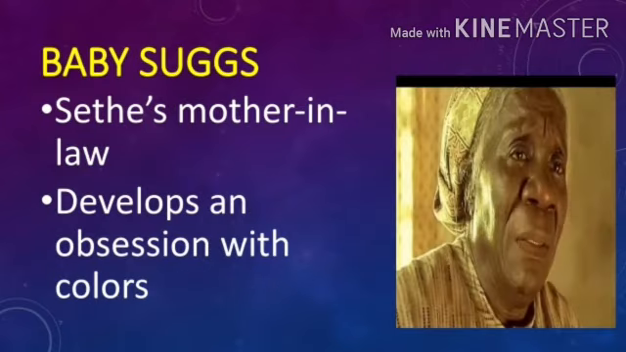Baby Suggs. Halle Suggs' mother and Sethe's mother-in-law. After Sethe's act of infanticide, Baby Suggs retires to her deathbed where she develops an obsession with colors. Sethe inherits the house after her death.